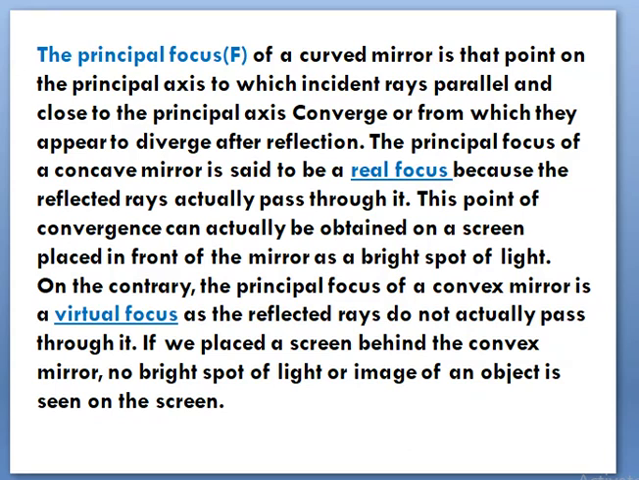Now let's define the principal focus. Having explained the principal focus both for concave and convex mirror, let's define it. The principal focus of a curved mirror is that point on the principal axis to which incident rays parallel and close to the principal axis converge, or from which they appear to diverge after reflection. Now the principal focus of a concave mirror is said to be a real focus. As I've told you, it is a real focus because the reflected rays actually pass through it. This point of convergence can actually be obtained on a screen placed in front of the mirror as a bright spot of light. So you can see it as a bright spot of light on your screen, showing they have a real focus.